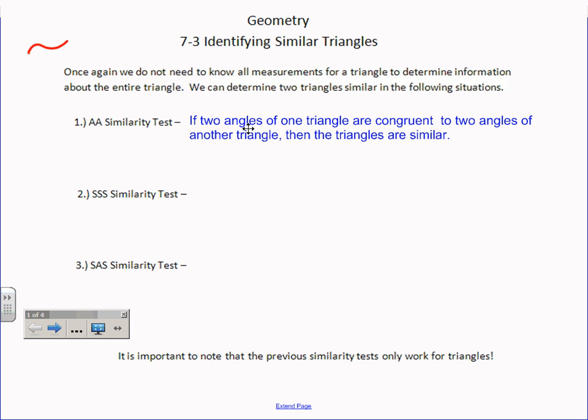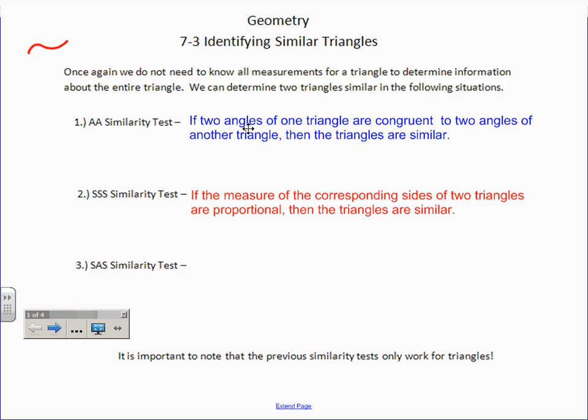Sorry about that. Well, obviously, side-side-side similarity test. You should know what that is. If the measures of the corresponding sides of two triangles are proportional, then the triangles are similar. So this goes to the question that was asked earlier. If you know the three sides and they are proportional, is that good enough? Yes, if it's a triangle. Doesn't necessarily have to work for any other figure, because of how the side-side-side works. There's no other way to draw it, basically. But if I start talking about a quadrilateral or a pentagon, there's lots of ways you can start drawing those. So yeah, angle-angle, that's good enough for similarity. Side-side-side, good enough for similarity.